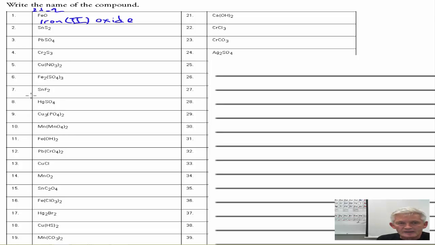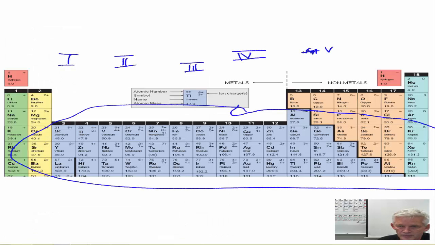Piece of cake. Let's try the one below it. You know what Sn is, right? Sn is tin. And which tin is it? Again, some of you are saying to yourself, what do you mean, what tin is it? Take a look at tin. Tin could be 4+, or it could be 2+. Which one is it? The only way we can tell is by looking at the nonmetal.